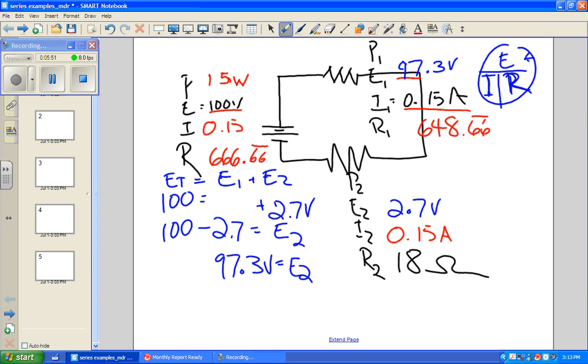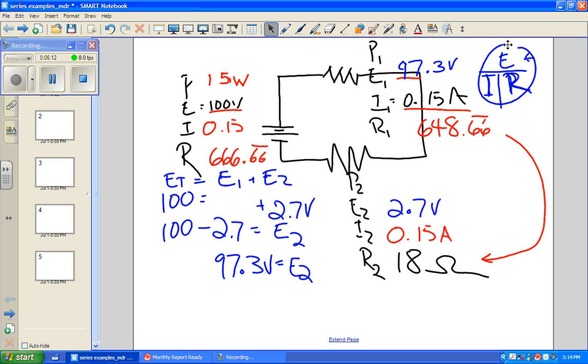Continuous, right? Now we know that resistance is additive. Now's our chance to check and make sure we're not screwing up, right? So now we can add 648 plus 18, and that should add up to 666.66, does it? Yes. Alrighty then, so our pure functional magic is working.